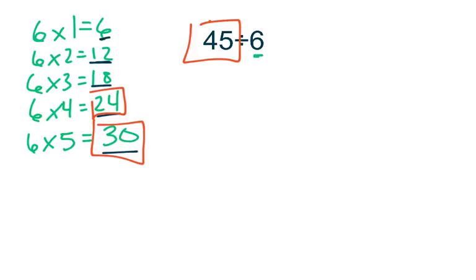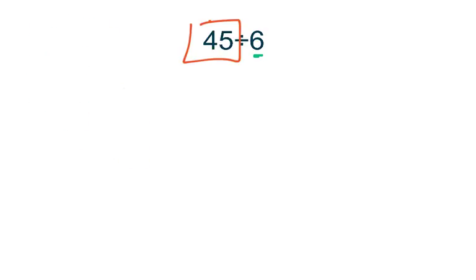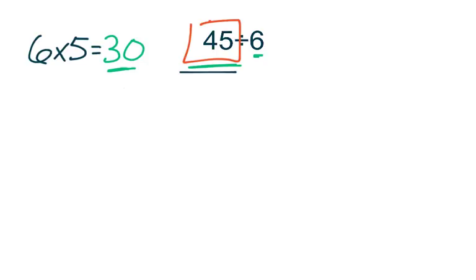So instead of starting here with 6 times 1, I'm going to start with a fact that I know is close to 45 and then build up from there. A good starting point would be something like 6 times 5. I know that 6 times 5 is equal to 30. I also know that 30 is less than my dividend of 45. So this is where I'm going to start. And now all I'm going to do is list my multiples until I get a product that is just below my dividend and then just above my dividend. I want to create a sandwich.